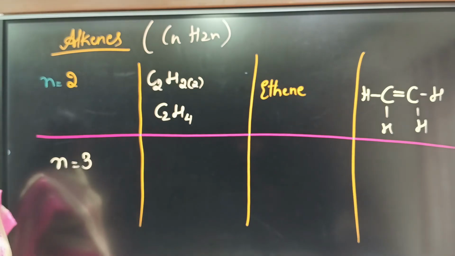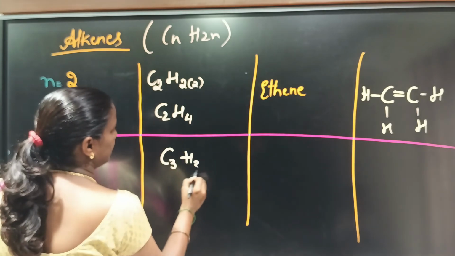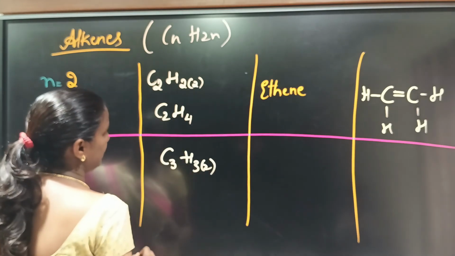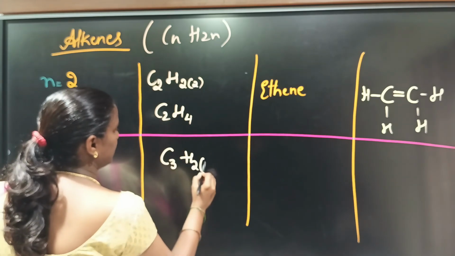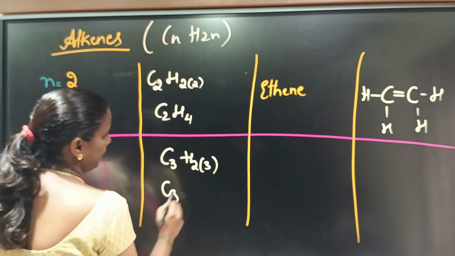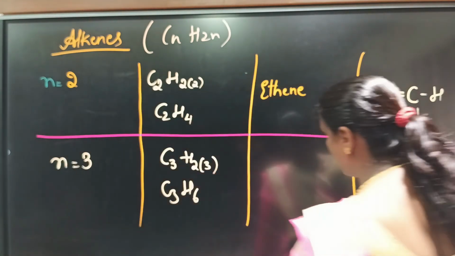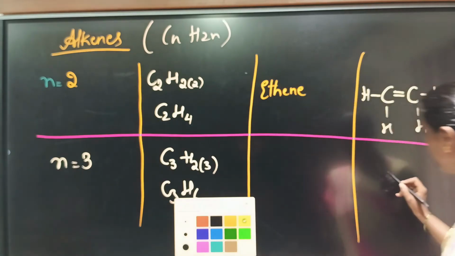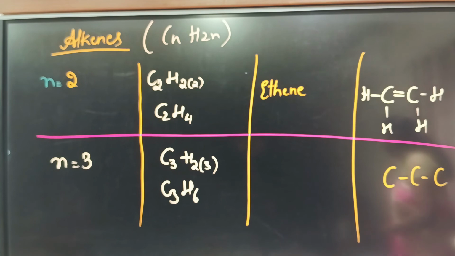n is equal to 3. C3 H, 2 times 3, so C3H6, right? When you write the structural formula, look here, don't get confused. 3 carbon atoms are there, so we can put a double bond between any two carbons.